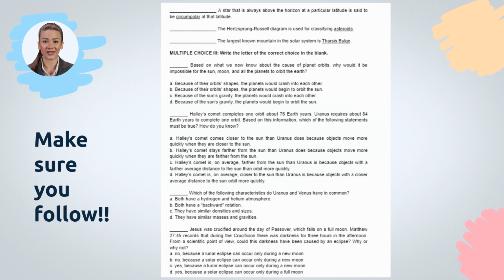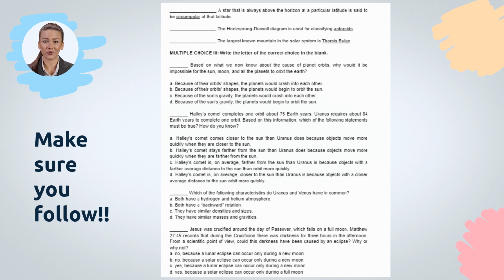Which of the following characteristics do Uranus and Venus have in common? A. Both have a hydrogen and helium atmosphere. B. Both have a backward rotation. C. They have similar densities and sizes. D. They have similar masses and gravities.